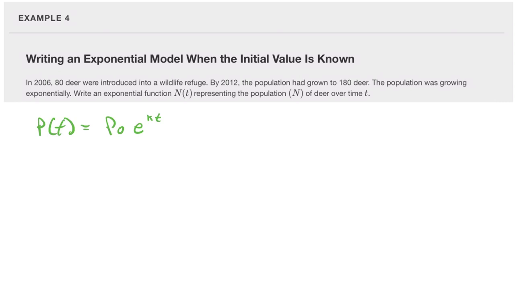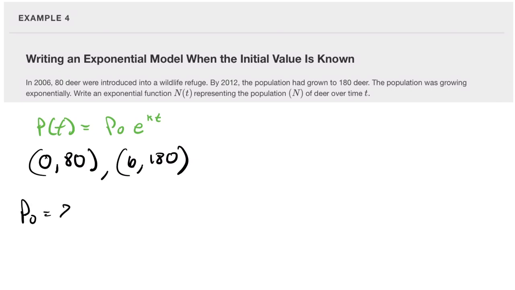The growth rate. Let me see. In 2006, 80 deer were introduced. By 2012, it had grown to 180 deer. So we do have 2 pieces of information. Again, we're going to let the year 2006 be year 0. So when time is 0, it's at 80. And then 2012 is 6 years later, at 180 deer, right? So if we let t be 0, our initial population is 80, and that's not too bad.